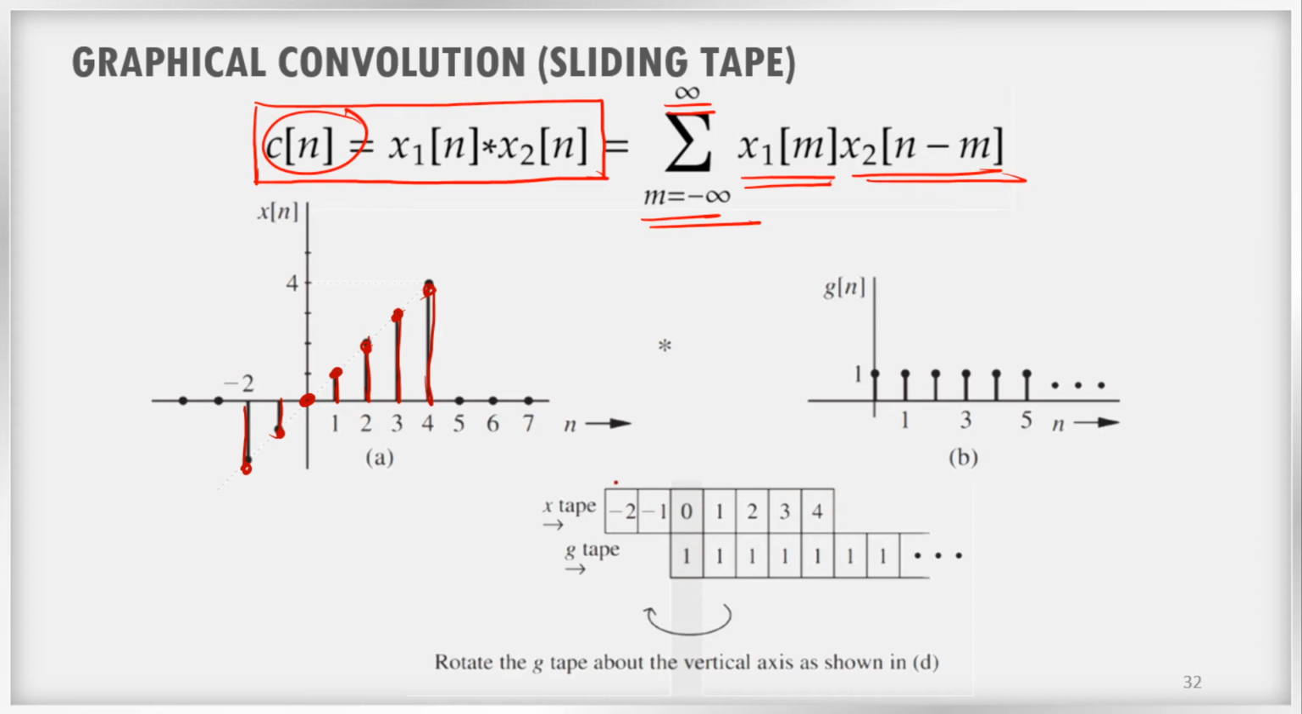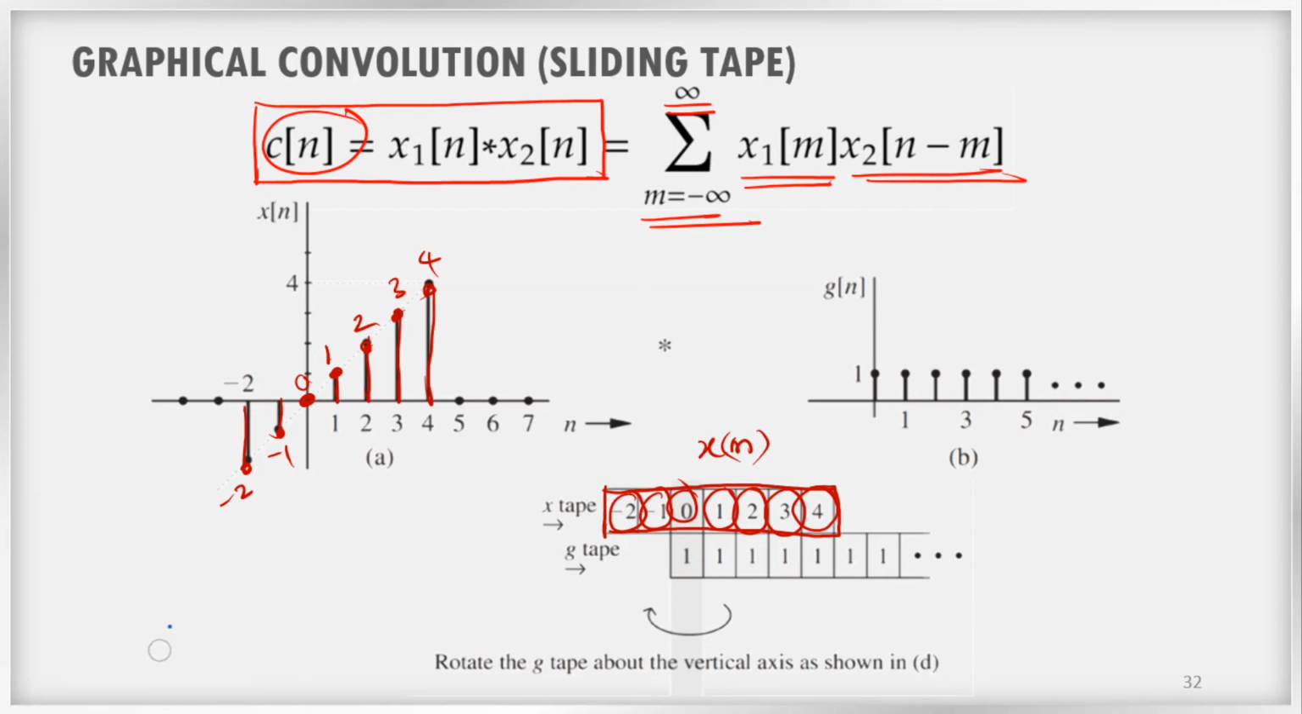So what I will do is I will take a tape, and this tape is known as the x tape, right? In the x tape I will put the values of x of m. So this is minus 2, this is minus 1, then 0, here the value is 0, here it is 1, so the value is 1 here, here it is 2, its value is 2 here, it is 3, so it is 3 here, it is 4, so it is 4 here, right? So I will put the x of m on the tape, so that is known as the x tape.